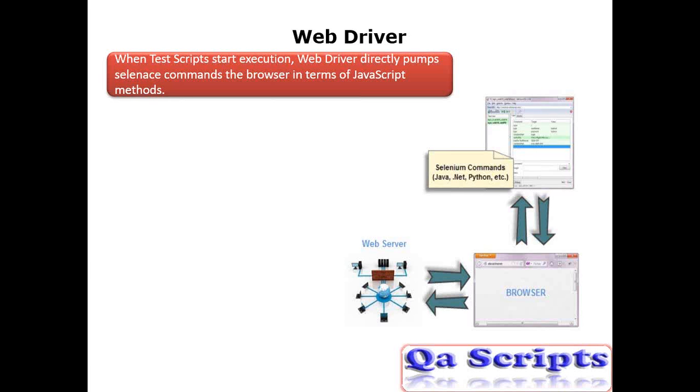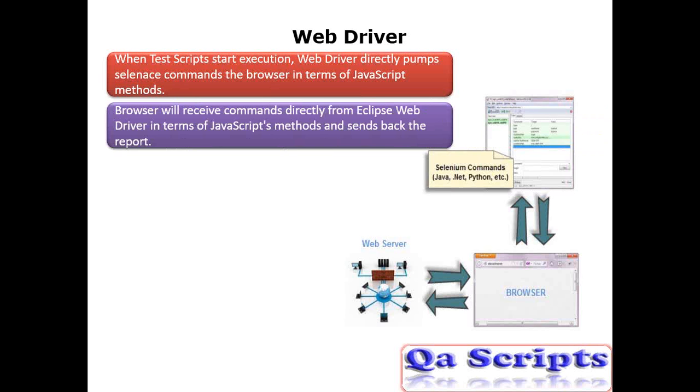Since the browser always accepts JavaScript instructions, as soon as it gets an instruction from Eclipse, it will perform the actions on the browser or application. The browser will receive commands directly from Eclipse WebDriver in terms of JavaScript methods and send back the report. Again, the JavaScript present inside the browser will send the instruction back to Eclipse as a report or result. Now let us see the advantages.